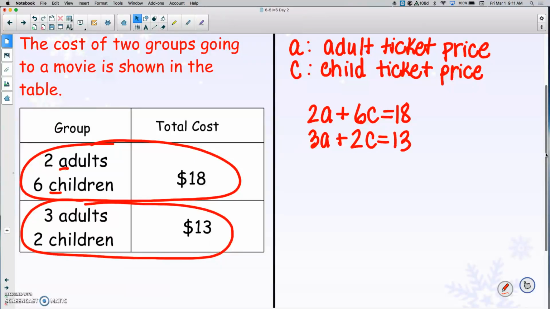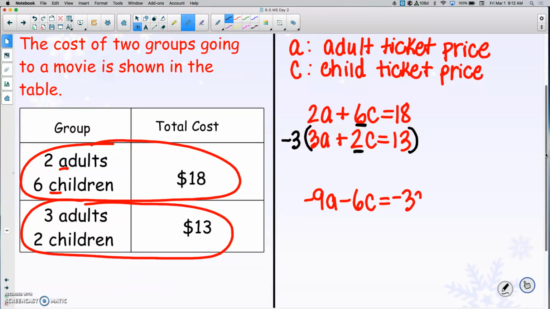Now, we've worked a lot with solving systems of equations and creating our own opposites. On this system, I don't have to multiply both equations. I can multiply just my second equation by -3 because 6 and -6 are opposites. So if I distribute -3 times that bottom equation, my new equation is -9a minus 6c equals -39.